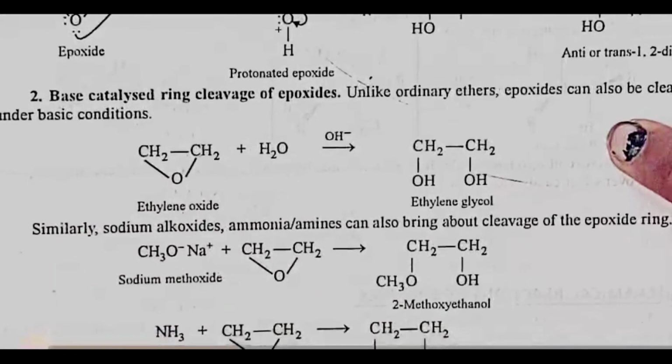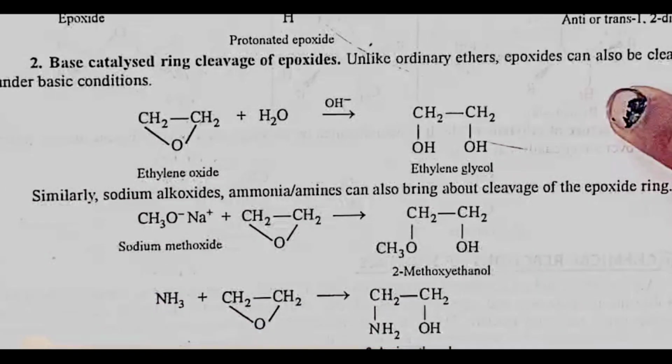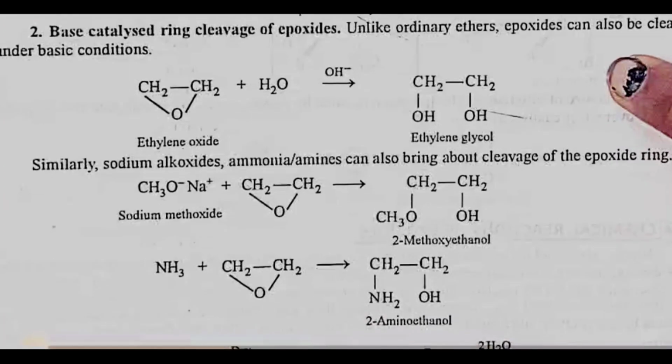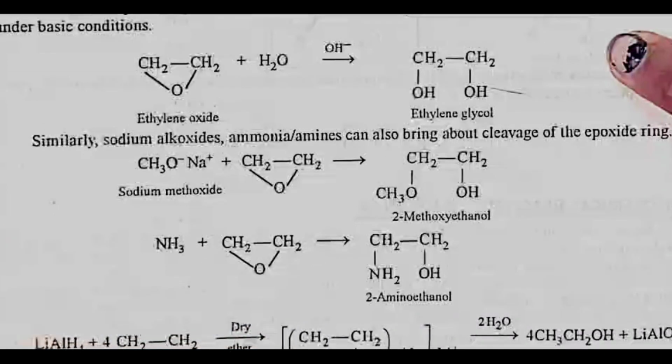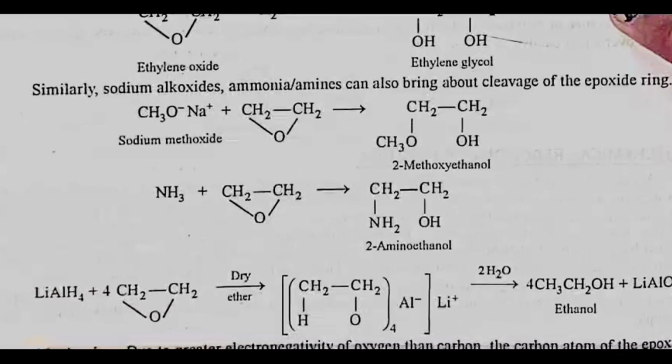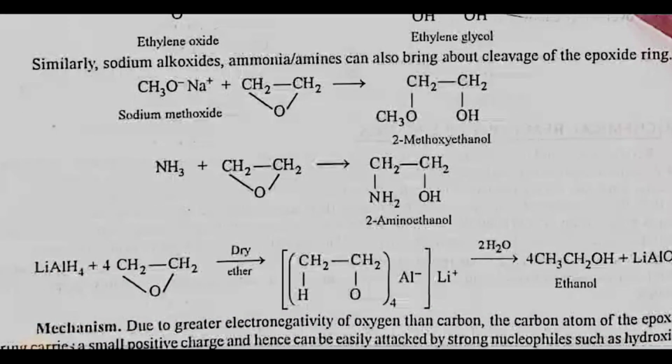Second, base catalyzed ring cleavage of epoxides. Unlike ordinary ethers, epoxides can also be cleaved under basic conditions. Ethylene oxide plus water in presence of OH- gives ethylene glycol. Similarly, sodium alkoxides, ammonia or amines can also bring about cleavage of the epoxide ring. Sodium methoxide in presence of epoxide gives 2-methoxyethanol.